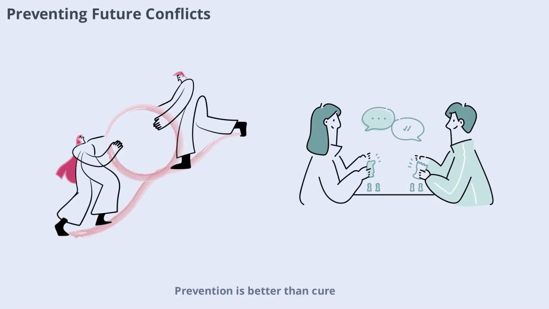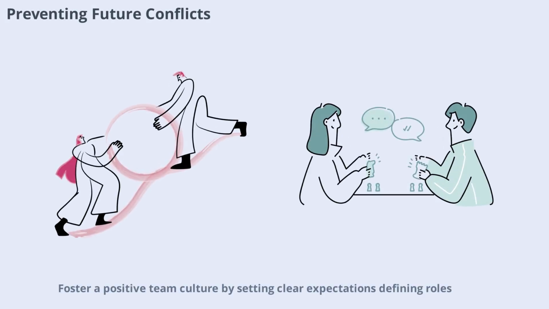Prevention is better than cure. Foster a positive team culture by setting clear expectations, defining roles, and encouraging open communication. Provide training on conflict management and emotional intelligence. Regularly check in with your team to address issues early. By creating a supportive environment, you can reduce the frequency and intensity of conflicts.